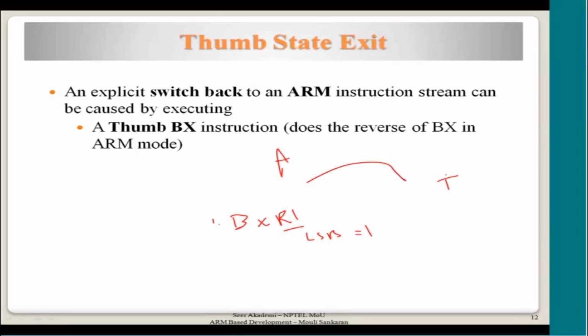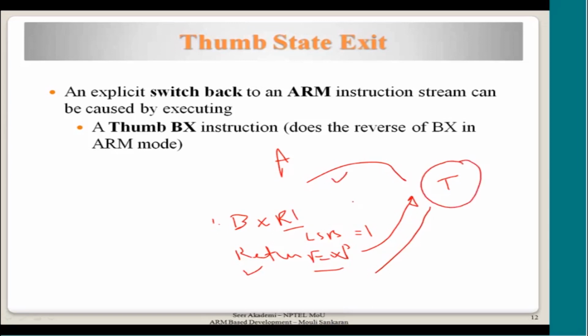And one more possibility of entering thumb state is returning from exception. That was also explained. Return from exception also comes back to thumb state, because the exception needs to be handled in ARM state. It comes to ARM state on exception, and then while going back it goes to thumb state. So entry into thumb state can happen either through a proper instruction or through exception return.